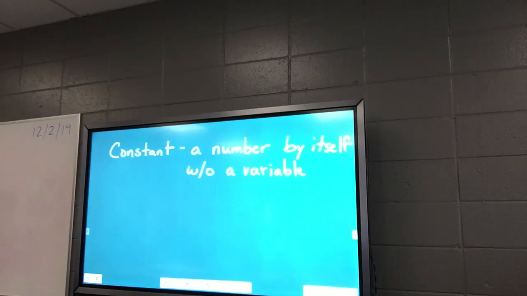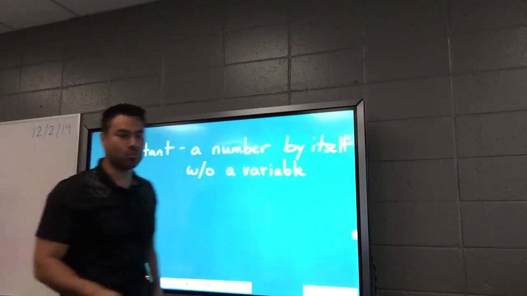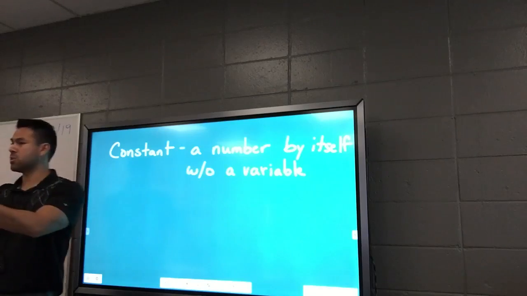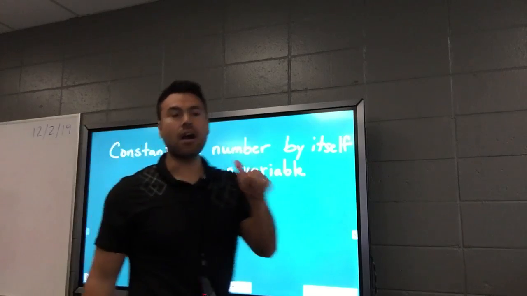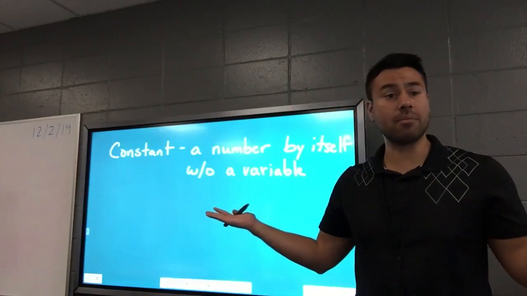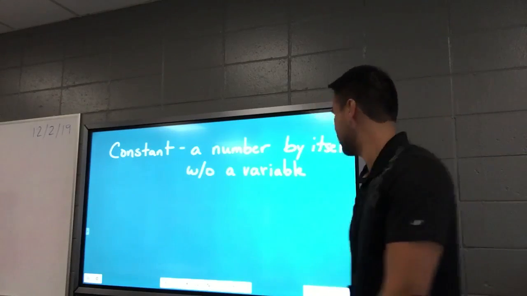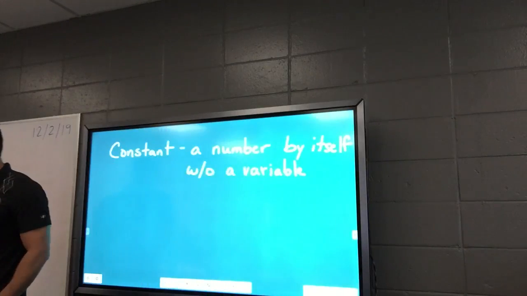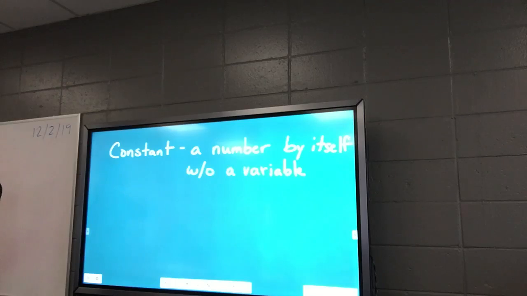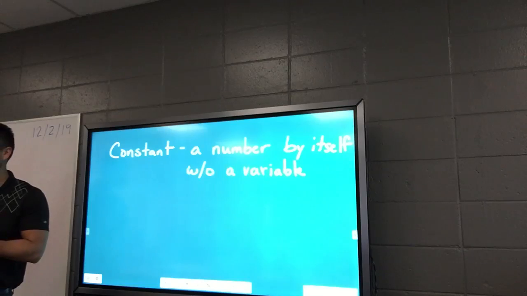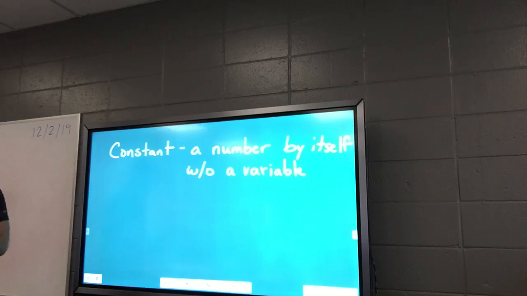Here's a cool thing, guys. We're going to talk about this. You guys remember like terms? Terms that have the same variables with the same exponents, right? But when you're adding constants, constants don't have variables, but I can call them like terms because they technically do have variables. They really do. Not making that up.